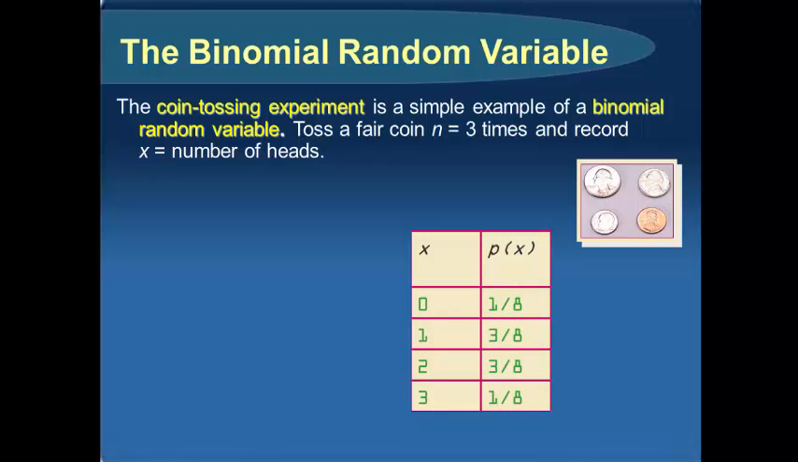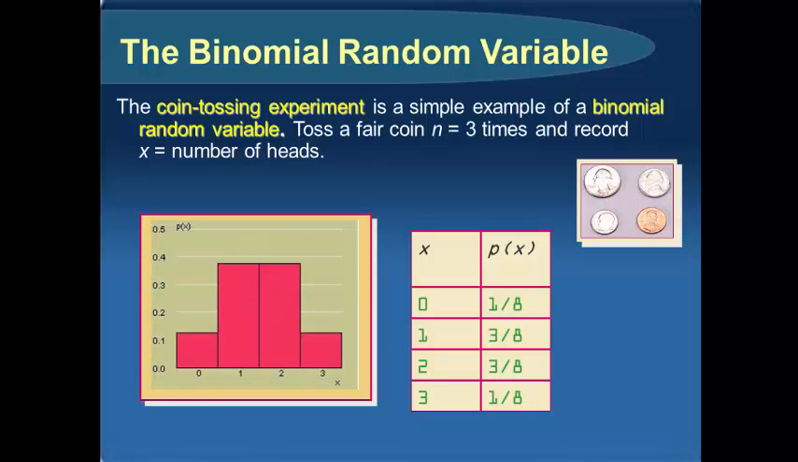We have this table where x are the number of heads and the probability of getting 0 heads is equal to 1/8. The probability of getting 1 head is 3/8. The probability of getting 2 heads is 3/8. And the probability of getting 3 heads is 1/8. It can be shown through this chart by plotting along the x-axis the number of heads and along the y-axis the probability of getting those heads.